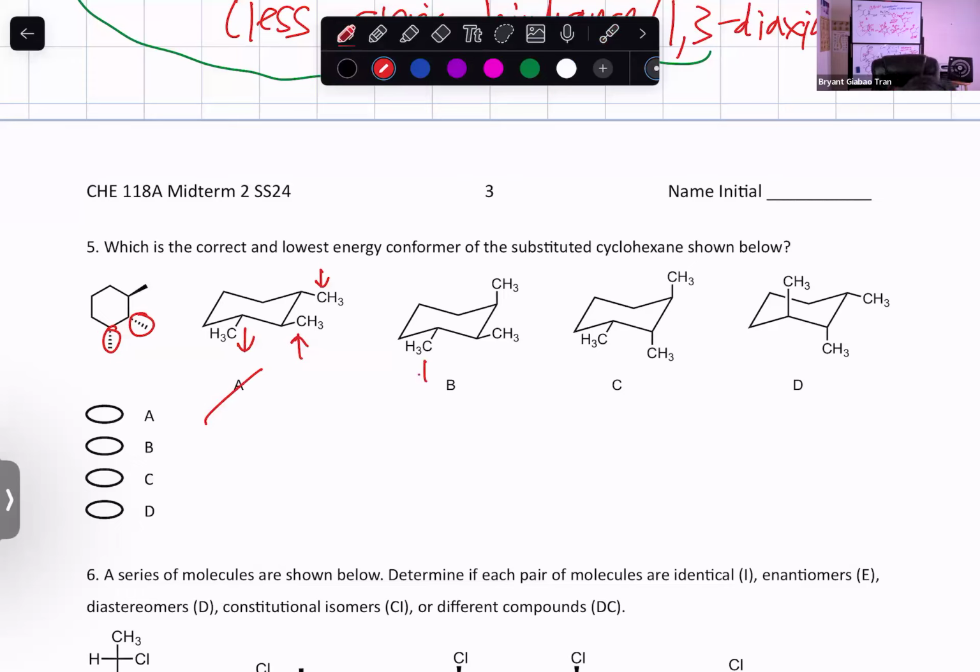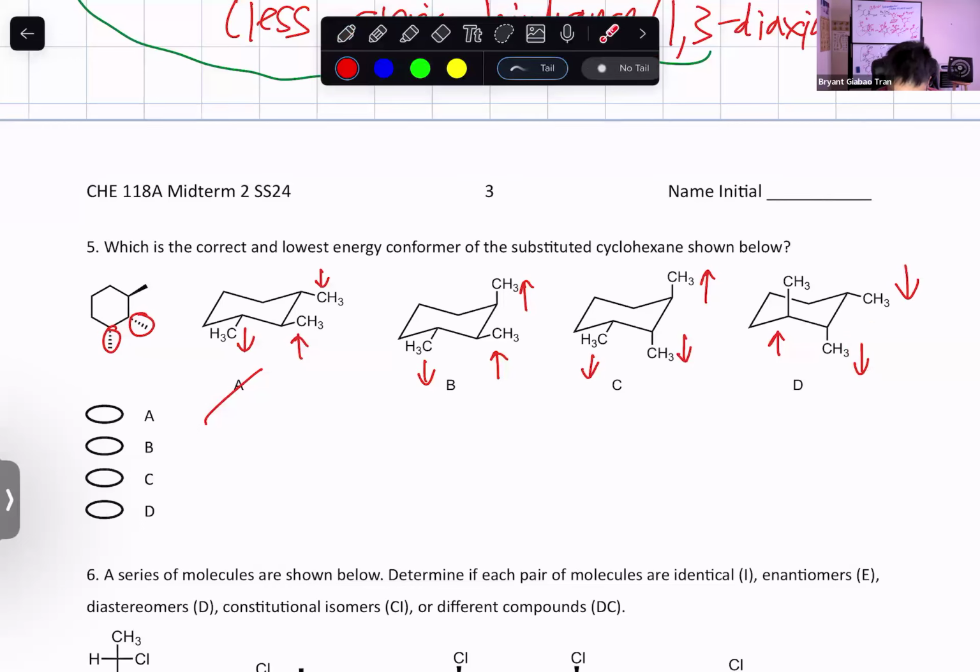This methyl group is going down, this methyl group is going up, this methyl group is going up. We can keep this option because we see 2 methyl groups are going cis to each other, that are adjacent to each other, so we can keep that for now. This is going down, this is going down, this is going up. We can keep that as well. This is going up, this is going down, this is going down. We can also keep that as well.